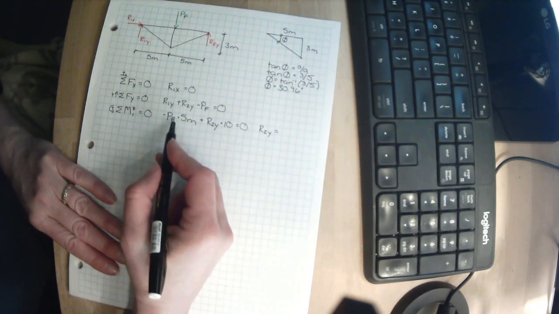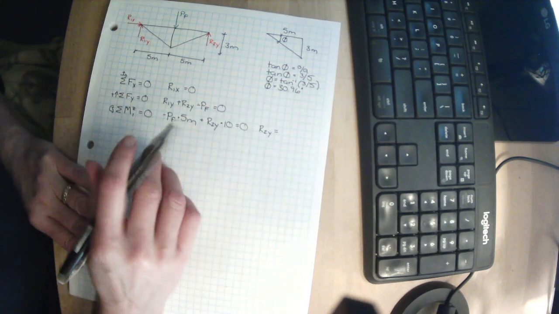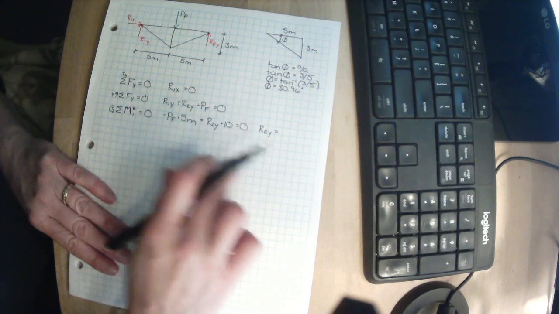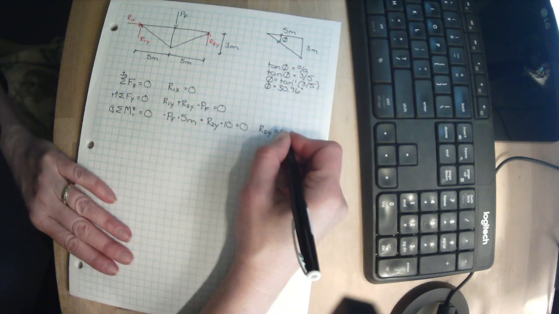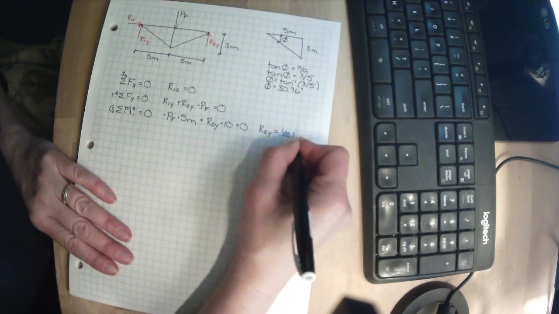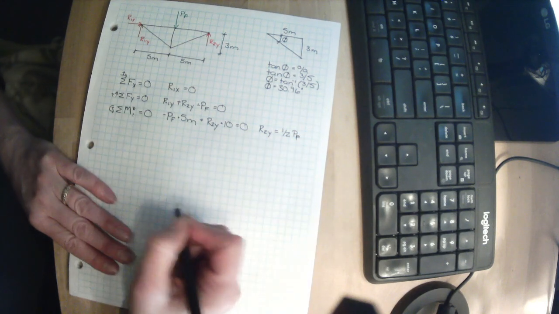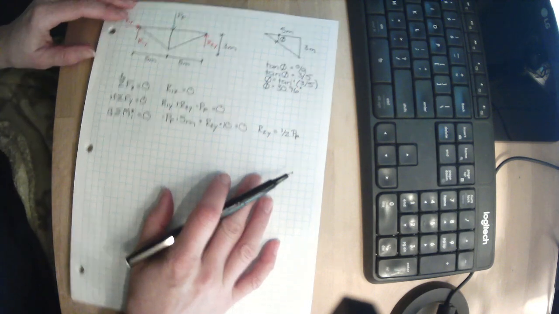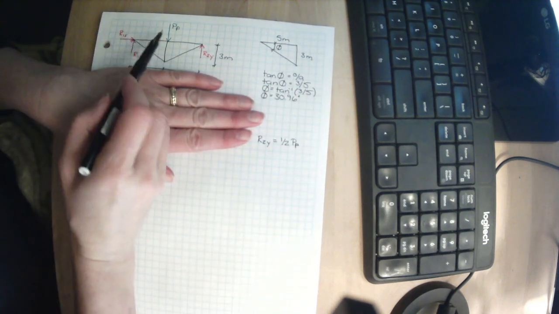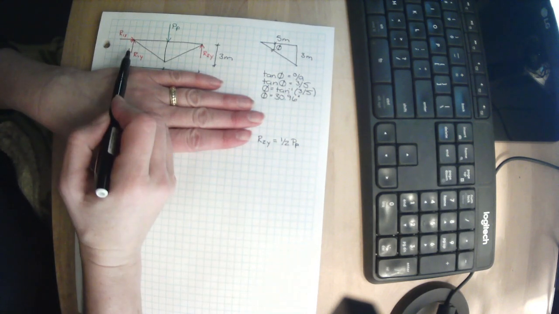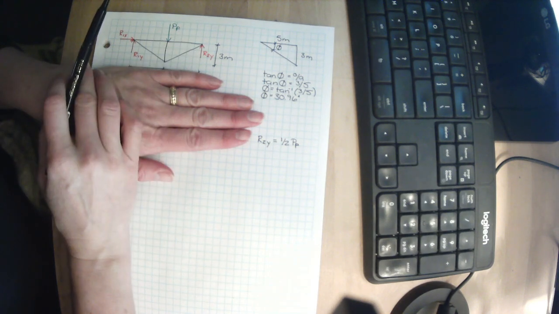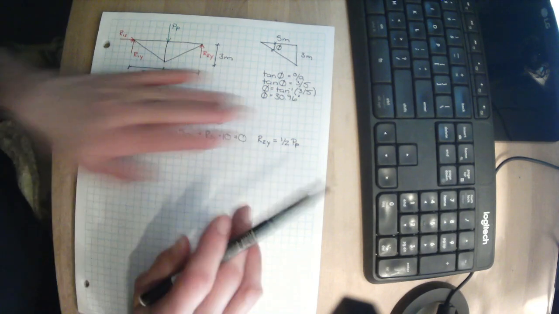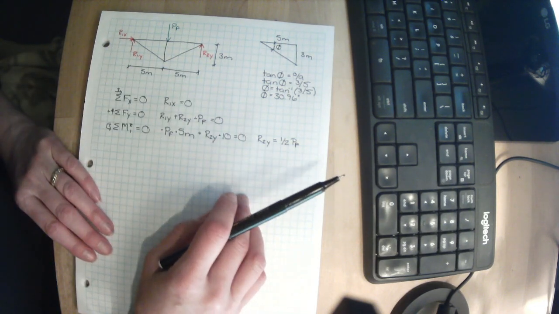R2Y, well, we can bring this over to this side and it becomes positive. So we have 5 PF, and then we can divide out by 10. We're basically at 1/2 PF. Now, for those of you that intuitively looked at this and said, hey, if I have a point load here, how much goes to this side and how much goes to this side? And you said half goes to this side and half goes to this side. Yeah, you probably could have skipped all this.